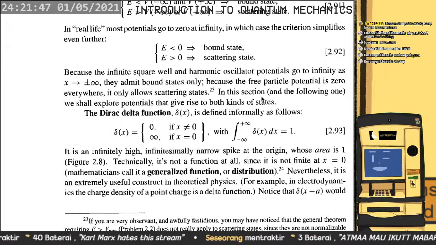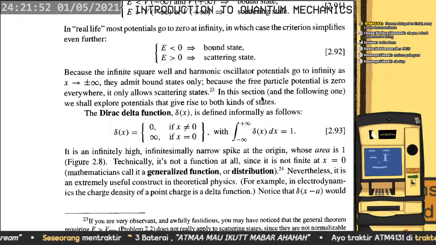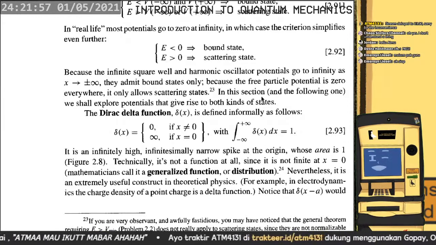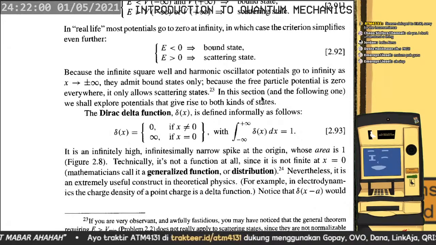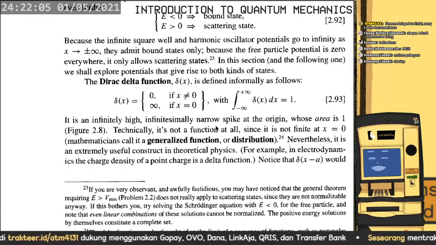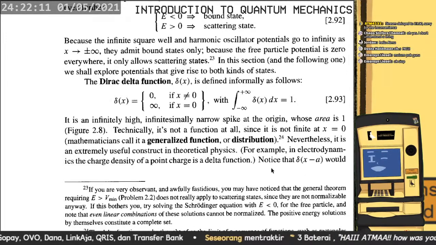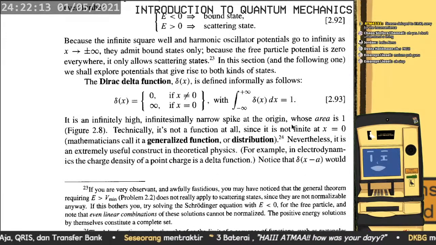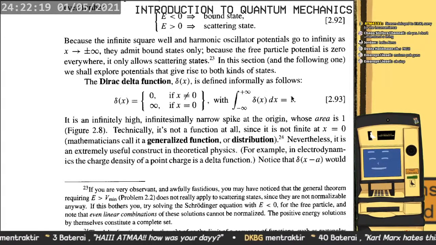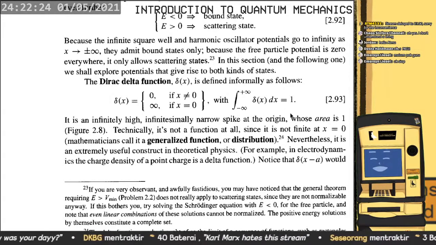In this section and the following one, we shall explore potentials that give rise to both kinds of states. Oh yeah, the Dirac delta function. The Dirac delta function delta of x is defined informally as follows. This is the function that reaches infinity at x equals 0, but in other locations it is 0, with the integral from negative infinity to positive infinity of delta of x dx equal to 1.